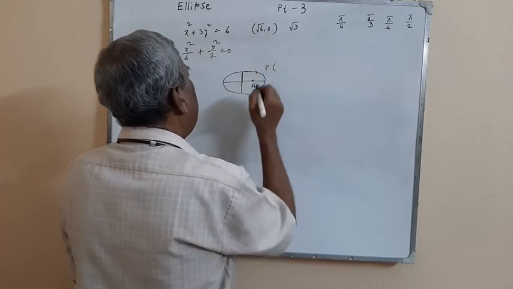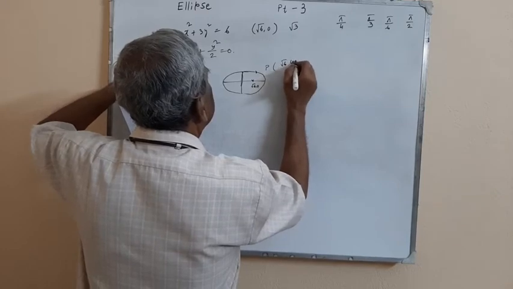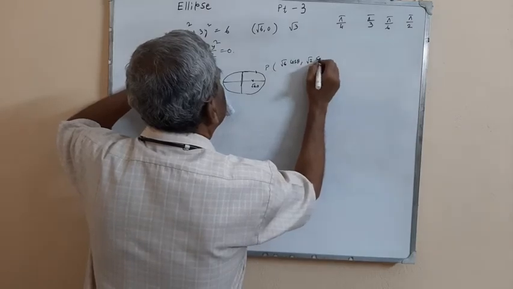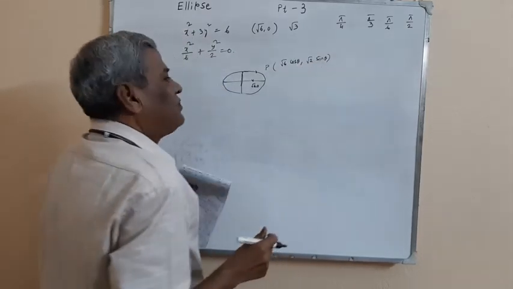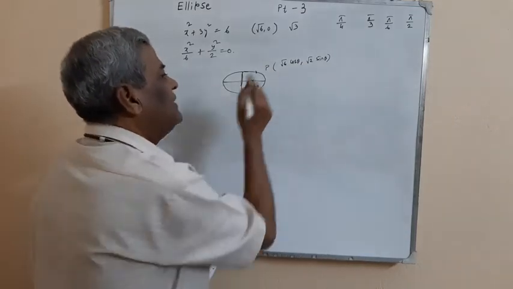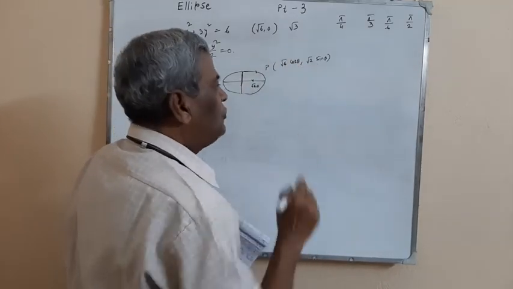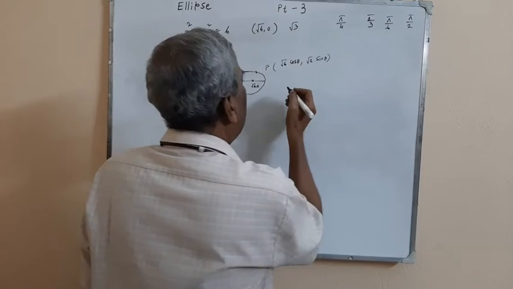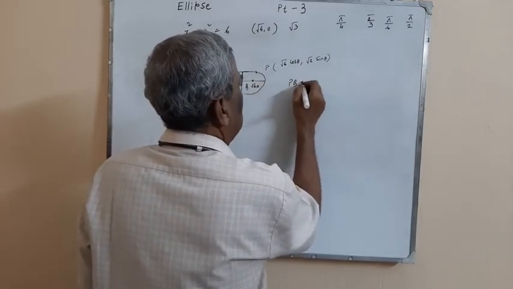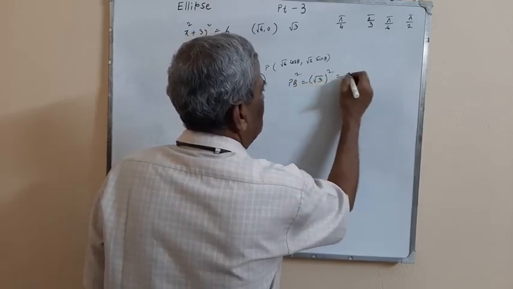Suppose the coordinate of P is (a cos theta, b sin theta). If theta can be obtained, theta is the eccentric angle of P. We have to find theta. Given condition is that with the point say Q, PQ is equal to root 3. PQ square is root 3 square, which is equal to 3.